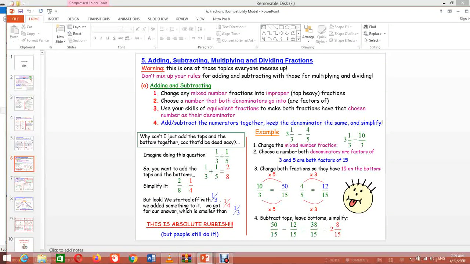When it comes to adding and subtracting, you need to follow the basic rules. 1. Change any mixed number fractions into improper fractions, that is top heavy fractions. And 2. Choose a number that both denominators go into, that is, are factors of. And 3. Use your scales of equivalent fractions to make both fractions have that chosen number as the denominator. And 4. Add or subtract the numerators together. Keep the denominator the same and simplify.